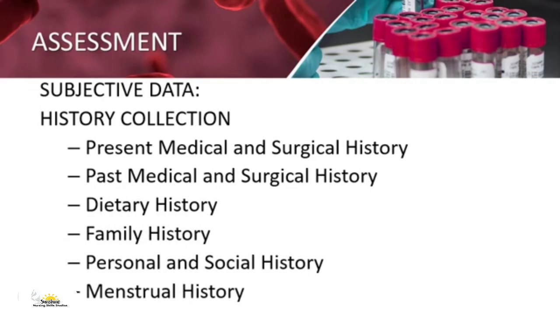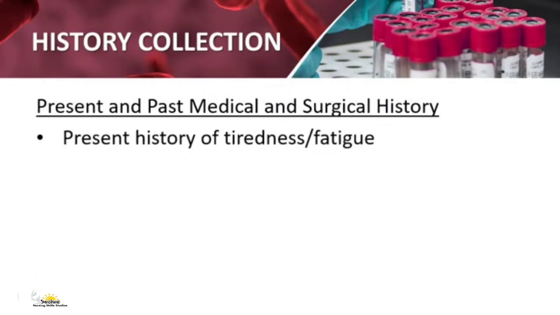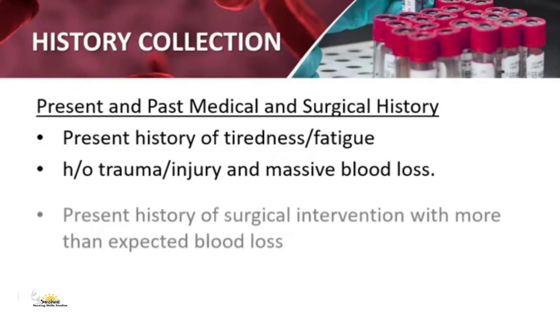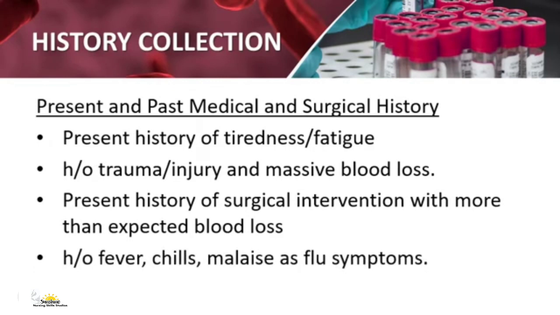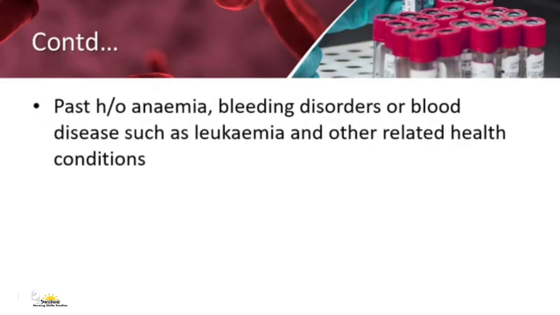Coming to the in-depth information about present and past medical and surgical history, we have to ask for any history of fatigue currently, any history of trauma or injury with massive blood loss, whether there was any surgical intervention wherein more than expected blood loss happened during or after the surgery, and history of recurrent infections again and again. And also we have to ask for the past history of anemia, bleeding disorders, or blood diseases such as leukemia and other related health conditions.